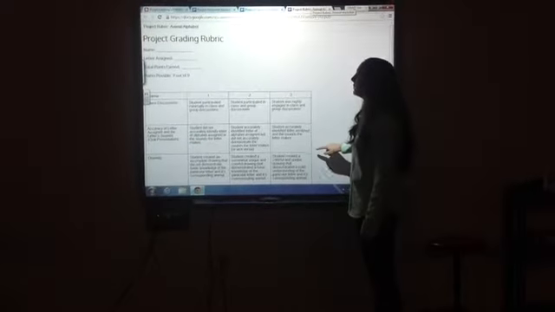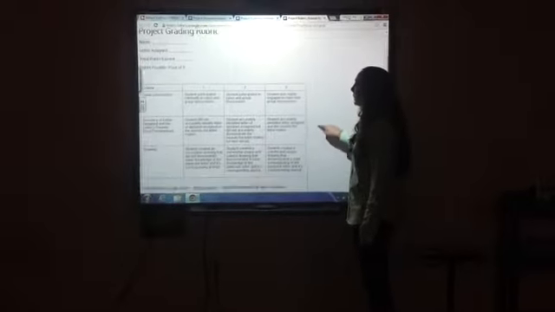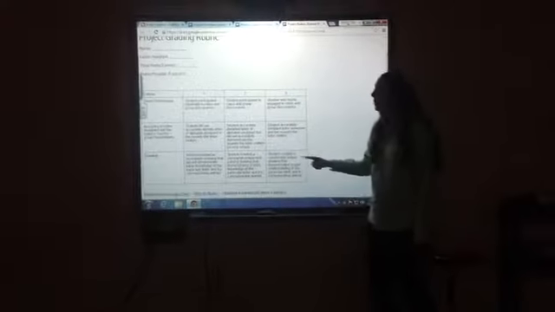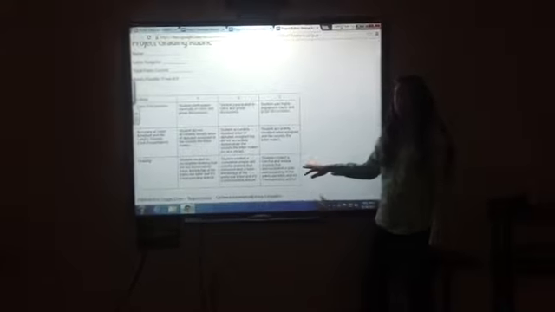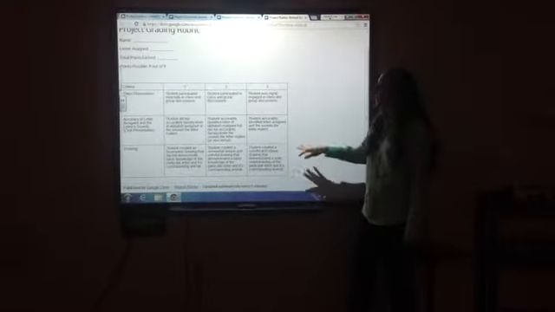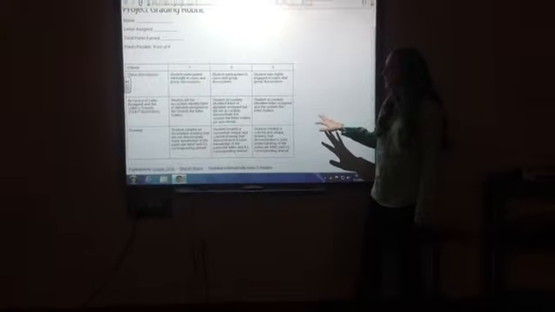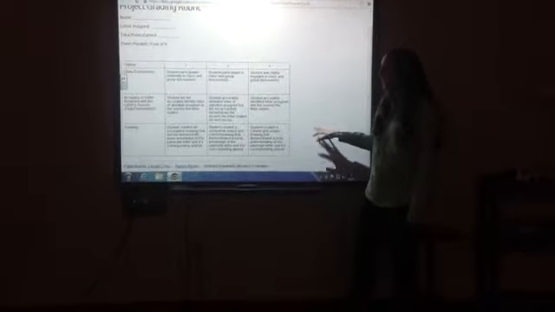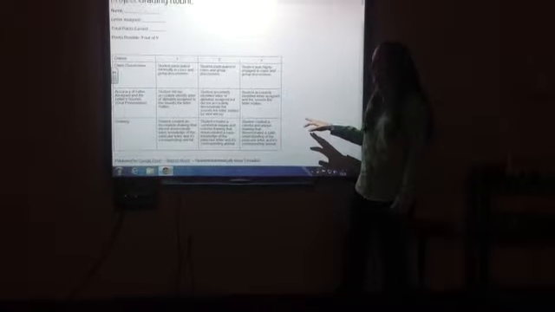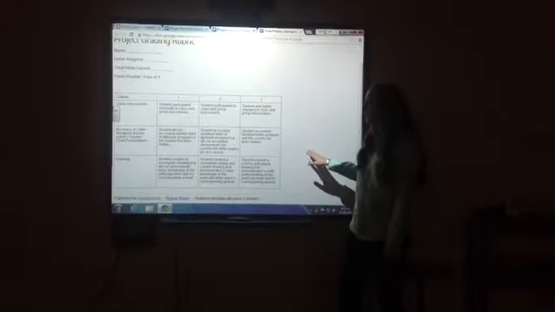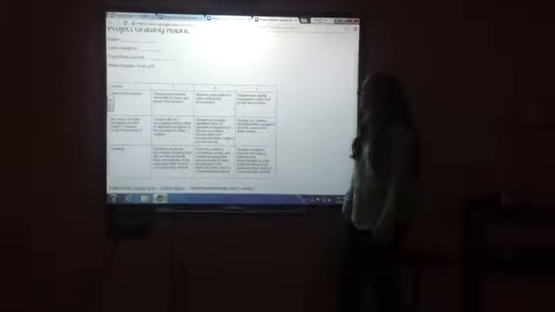Okay, this grading rubric is based on a 3-point scale, and the possible points you can earn from this project is 9 points. The criteria includes class discussions, accuracy of letter assigned and the letter's sound, which is the oral presentation, and the student's drawing.